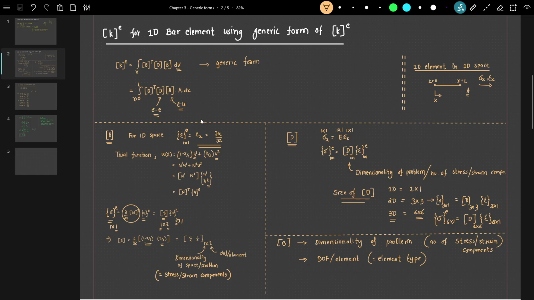So to just summarize, the B matrix's first dimension is the number of stress components, whereas the second one is degree of freedom per element. And D matrix size is simply the number of stress components. So now, before finding the K matrix, element stiffness matrix for 1D bar element, let's see size of B matrix for different element types.